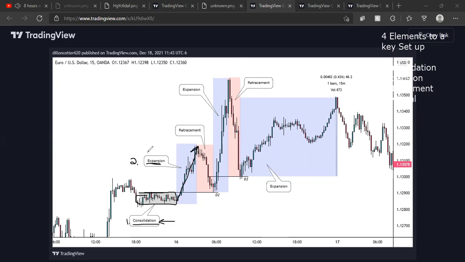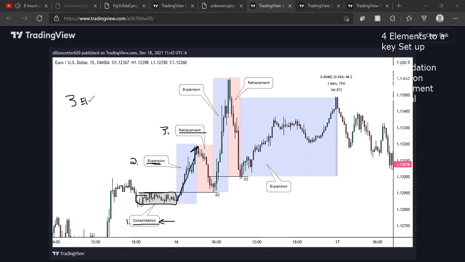Now what comes after an expansion, right? Well, we're going to get either a reversal or a retracement. And in this example, we get a retracement, right? So here's three elements, right?